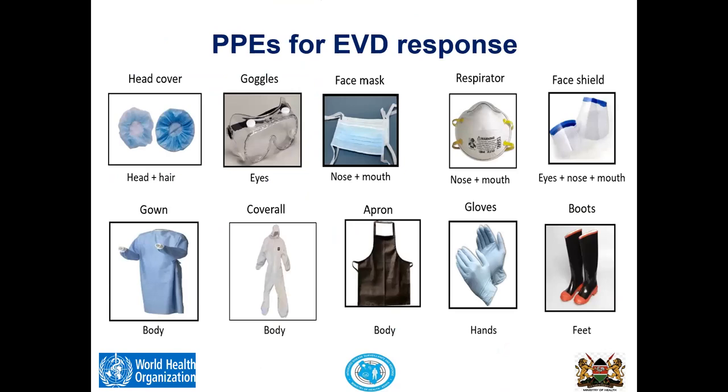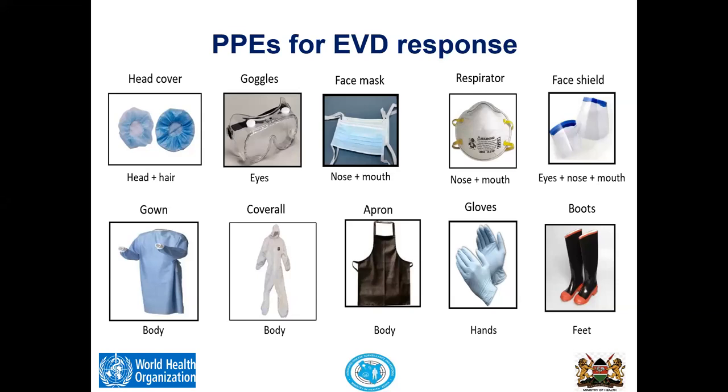These are some of the PPEs. When you're thinking of logistics and procurement of supplies that the rapid response team members can use, specifically for PPEs, this is what you'd need as standard for rapid response teams. You need a head cover, goggles, face masks, respirators, face shields, gowns or coveralls, aprons, gloves, boots, and I think we also need a face shield. It's there, it's up there.